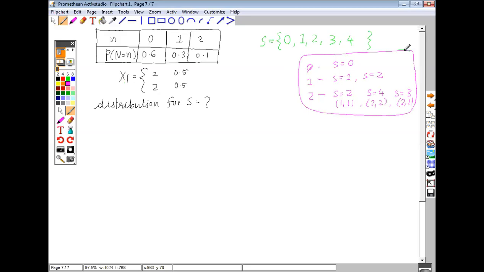Okay. So now, even before deriving the distribution for my S, I will have to figure out how I define my S, right? It will be x1 plus x2, right?